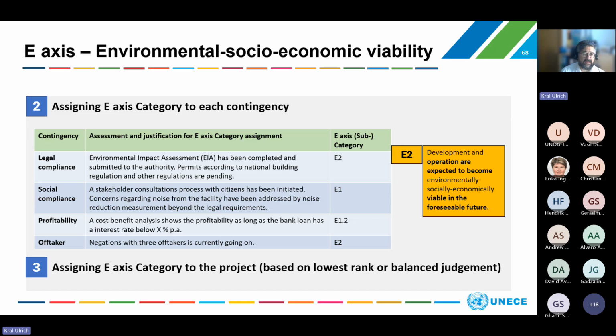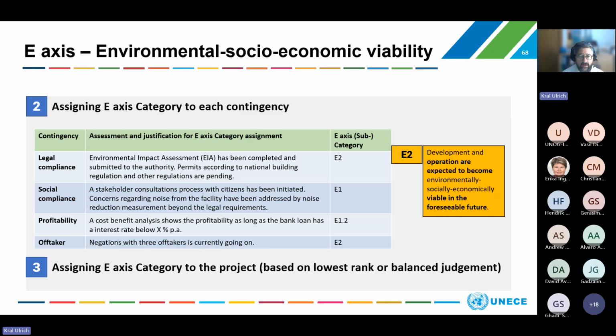And this is just a generic example here. You see for the legal compliance, for instance, I just read it now, that an environmental impact assessment has been completed and submitted to the authority. Permits according to the National Building Regulation and other regulations are pending. You can also do this for the off-takers, for instance. This is the last row. Negotiations with 3 off-takers are currently going on. So there is no offtake agreement in place, but there are discussions, and you're close to maybe completing such an offtake agreement.